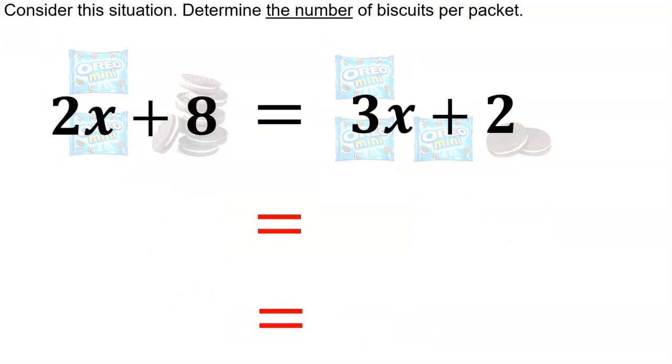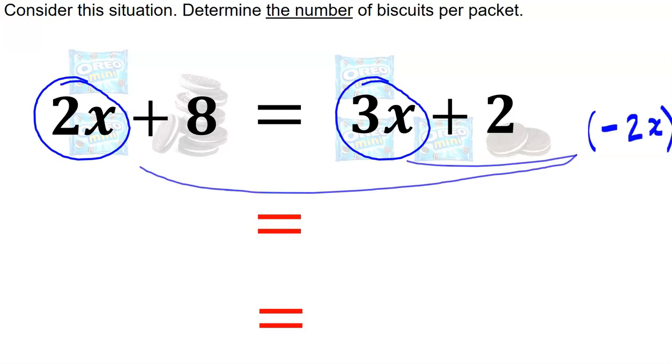Here's the same situation as an equation. 2 unknowns on the left and 8 bickies. 3 unknowns on the right and 2 bickies. Remember, when we see a pronumeral on both sides, we can use the balance method. And what we did was we removed 2x from both sides. Remember, we disregarded 2 packets, so we removed 2x from both sides.